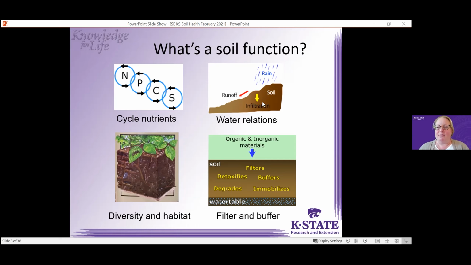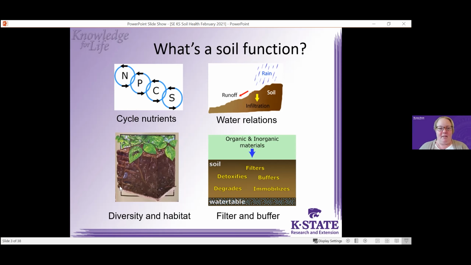You have water relations. When rain comes in central Kansas and western Kansas in particular, we need to be able to store as much of that as possible. And if you get too much rain and it overcomes the infiltration capacity of a soil, then we end up with runoff. And runoff, no matter where you are, is a bad thing because it'll usually carry away sediment and pesticides. So we want to keep the soil as open to infiltration as humanly possible.